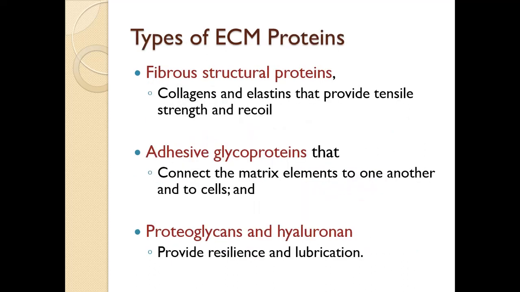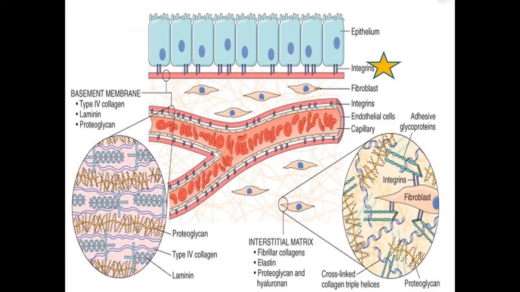Now, types of extracellular proteins. These include fibrostructural proteins, adhesive glycoproteins, and proteoglycans. Collagens and elastin come under the heading of the fibrostructural proteins. Adhesive glycoproteins connect the matrix elements to one another and to the cell. And the proteoglycans, hyaluronan, they will provide resilience and lubrication.